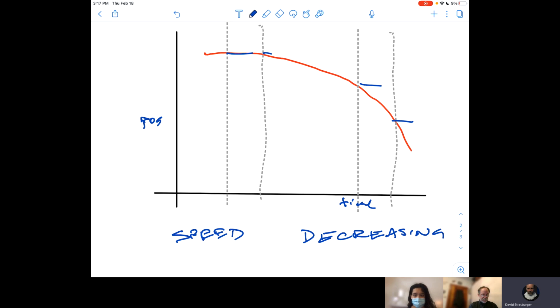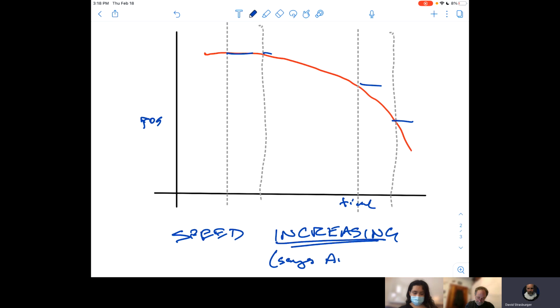And again, it's not obvious. Sorry, did I say speed decreasing? I said speed increasing. You said speed increasing, and you were absolutely right. And then I said the wrong thing. I'm sorry. Speed is increasing. Speed's increasing, says Anna. Yes. Well, you got it right, and I'm saying the wrong thing.